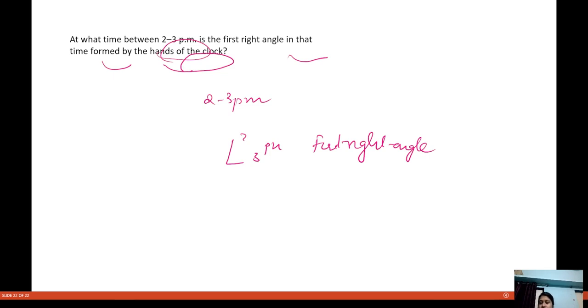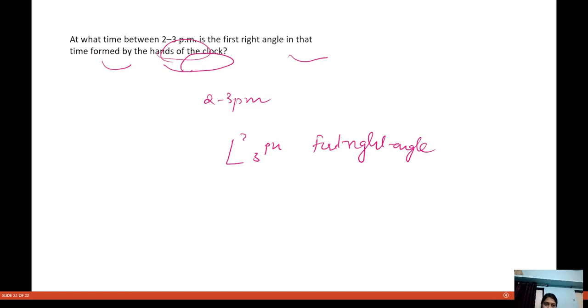See, the question is saying at what time between 2 to 3 p.m. is the first right angle in that time formed. Basically, whenever the clock hits 2 p.m., we can see that at 2 p.m. the hour hand has moved 10 kilometers from 12. Now, what is this exactly? Let us consider this by drawing our diagram.